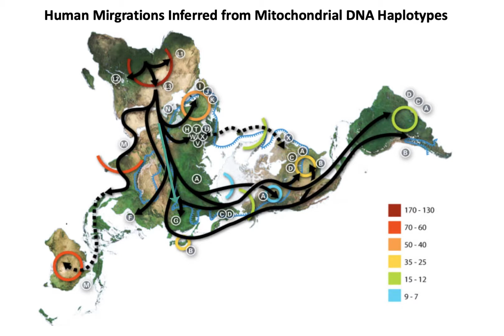Migrations further into Eastern Asia 35 to 25,000 years ago, and then migrations into the Americas from about 7 to 15,000 years ago. The dotted line indicates that there probably was another migration from Europe into North America by a different route, not the land route, but by a sea route.